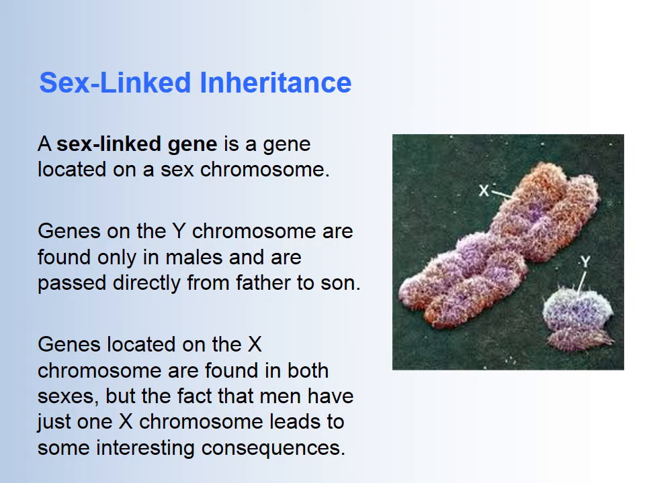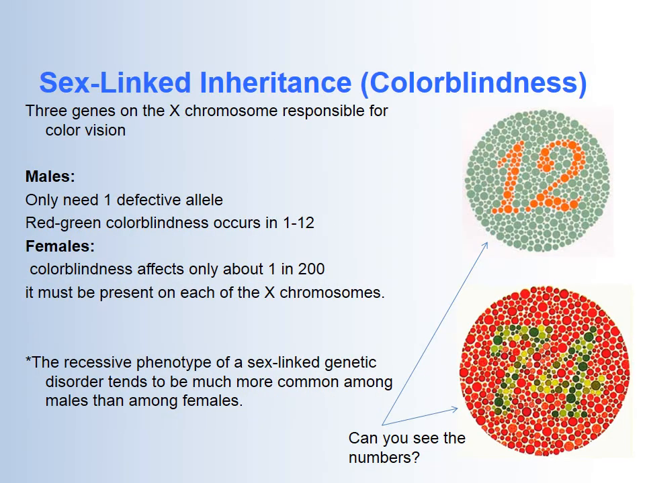The third type of inheritance is sex-linked inheritance, and this is when the gene is located on one of the sex chromosomes, so either the Y or the X chromosome. One example of sex-linked inheritance would be the condition called color blindness. Sometimes people are unable to distinguish between colors. This is on the X chromosome, and it's recessive.